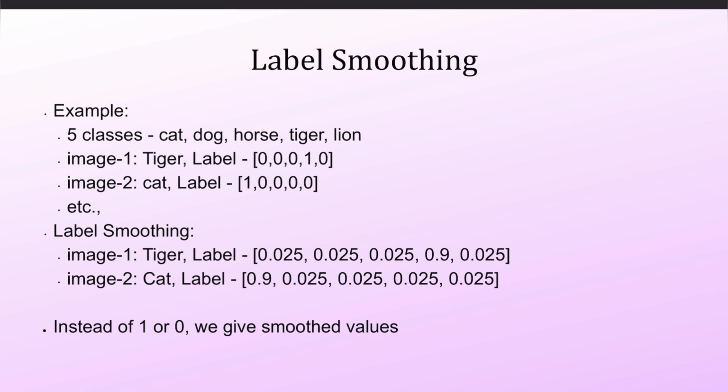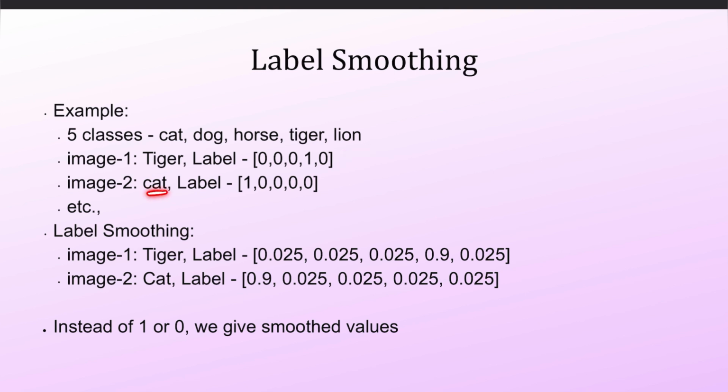This is a very well-known concept in neural network training, usually for classification tasks. So what exactly is label smoothing? Suppose you are training an image classification model with 5 classes: cat, dog, horse, tiger, lion. Usually the ground truth is represented in this format, which is actually a one hot encoding vector. Suppose for the first image, your label is tiger. Counting 0, 1, 2, 3, the fourth position will be 1. The remaining will be 0. This is your target value.